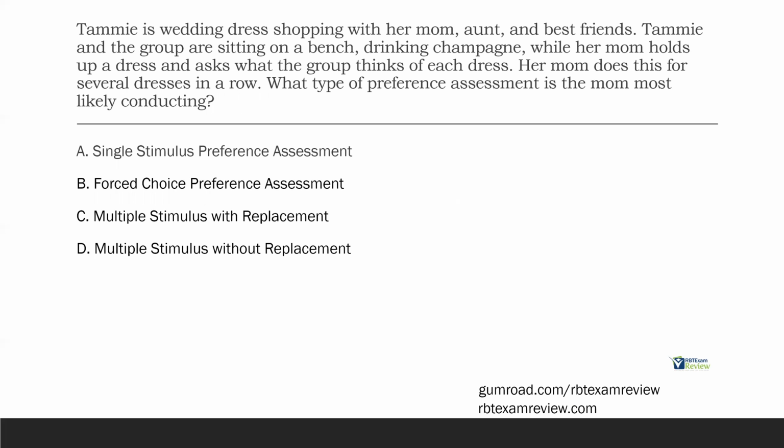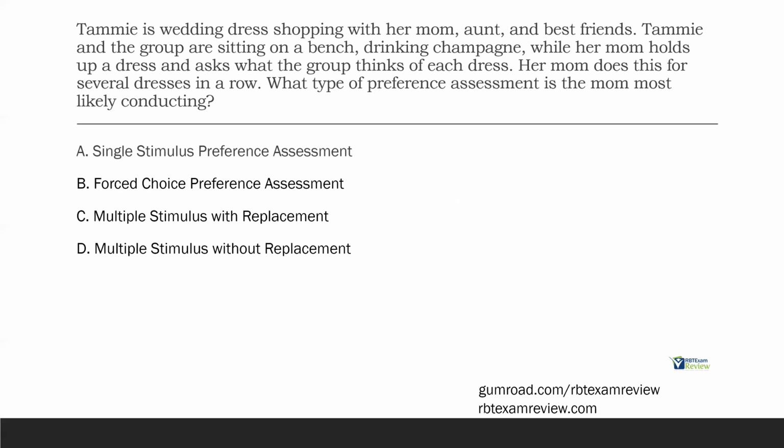Okay, so pretty straightforward preference assessment question. Remember, what are our rules for preference assessments? How many stimuli are we assessing at a time? If we are assessing one stimulus, that will be a single stimulus preference assessment. If we are assessing two stimuli at the same time, it's forced choice or paired choice. If it's three or more, it's some sort of multiple stimulus with or without replacement.